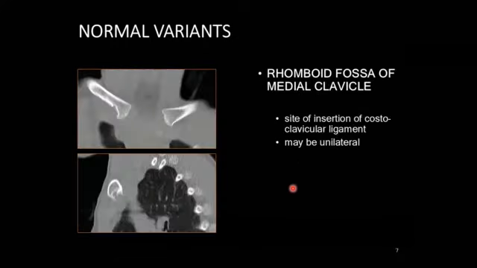Another normal variant that can be bilateral or unilateral is the rhomboid fossa of the medial clavicle. You can see here there is some erosion-like abnormality at the medial end of the right clavicle, and you can see it on the sagittal reconstructed images. This is the site of the insertion of the costoclavicular ligament. It may be unilateral or bilateral.